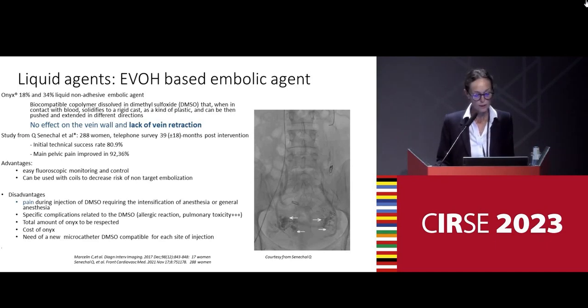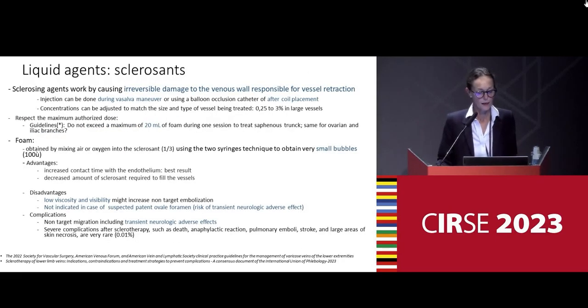Disadvantage is pain during injection of DMSO, requiring sometimes intensification of anesthesia or general anesthesia, and some specific complications, especially pulmonary toxicity, allergic reaction. The total amount of Onyx you can inject is limited. It has to be respected, and you also need to use a DMSO-compatible microcatheter, which are expensive.